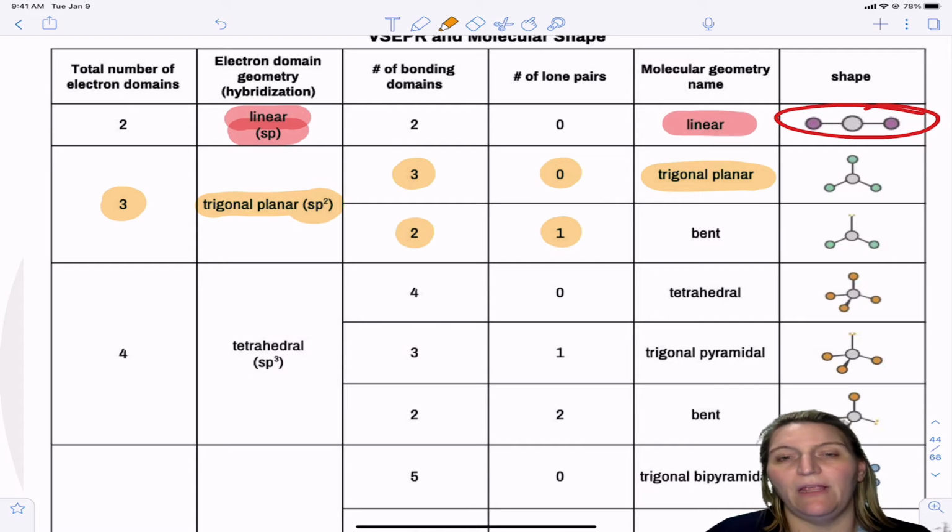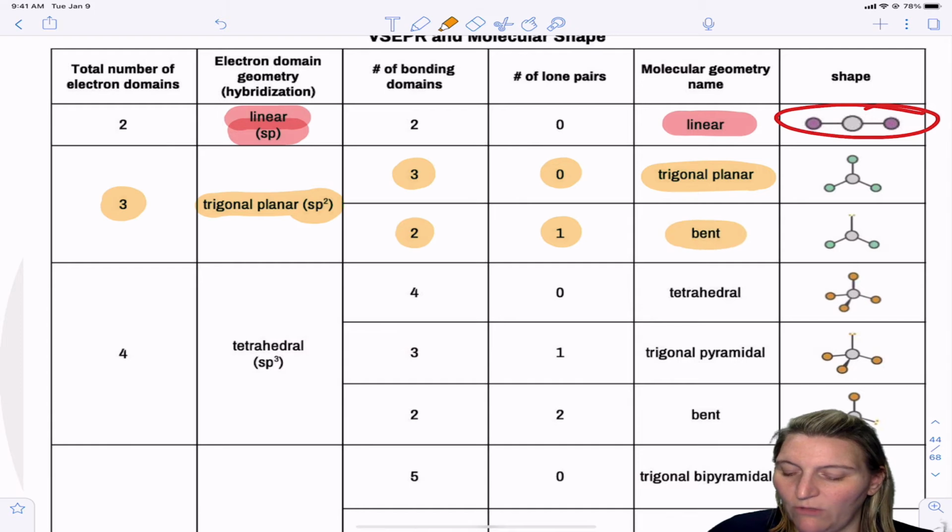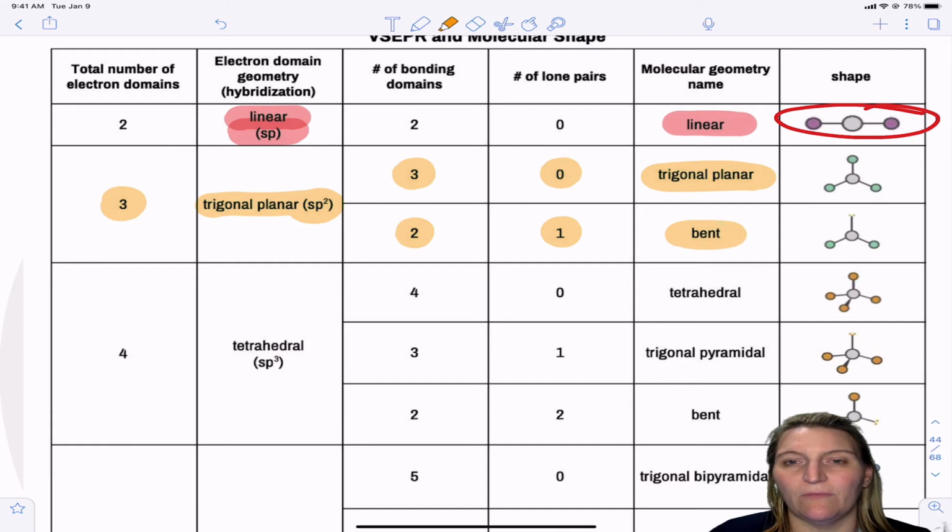If one of those electron domains is a lone pair, then the shape of that molecule is bent. Ozone is an example of this, where that's a bent molecule. The shape is very important when we get to things like polarity.